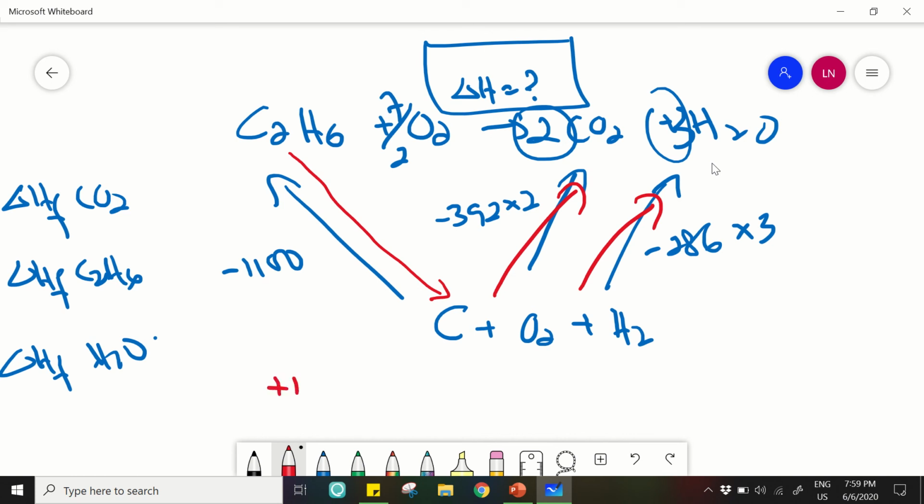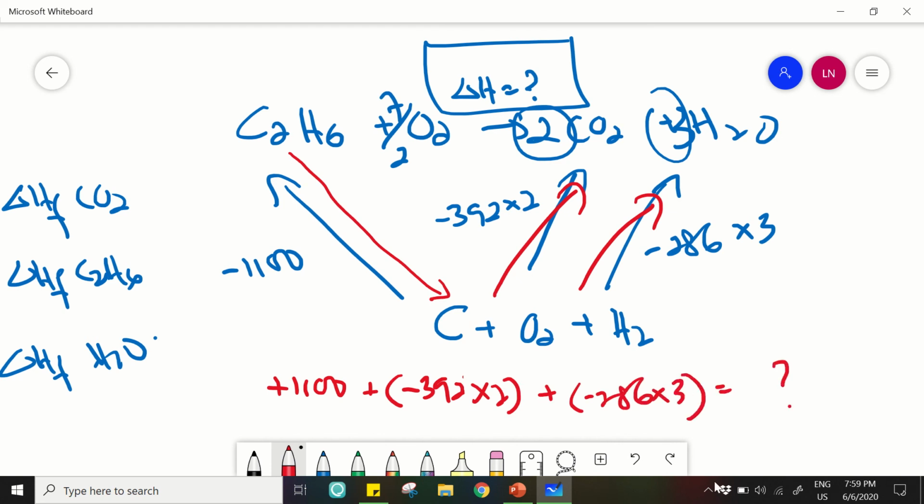So it is positive 1100. All right, going above, you're following the direction, same as the blue arrow. The red arrow is the same as the blue arrow, meaning you follow the same arrow, plus negative 392 times 2, plus negative 286 times 3. And then you get your final answer.